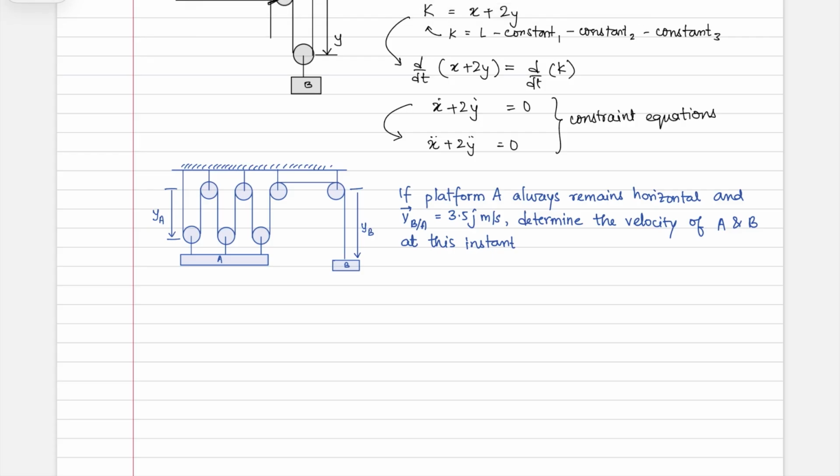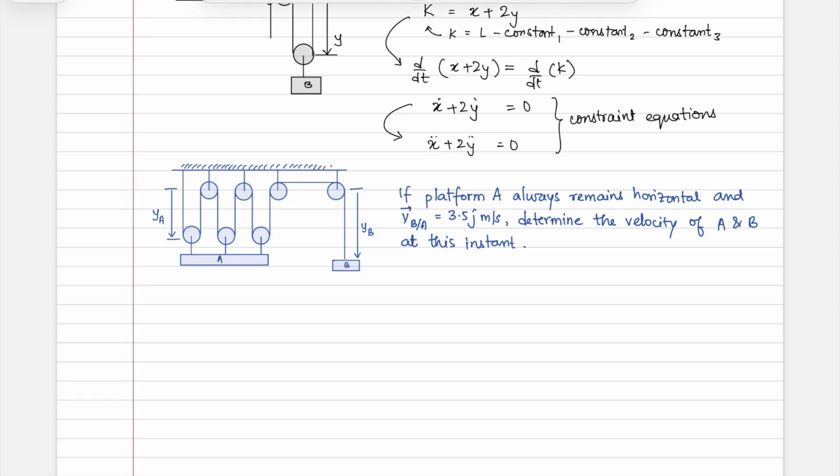It says that there's a platform that always remains horizontal, and the velocity of B with respect to A is 3.5 j hat meters per second. Then determine the velocity of A and B at this instance. So it's like someone who's standing at this platform A is looking at B, and it looks like the velocity of B with respect to A is upwards with a 3.5 meters per second magnitude.